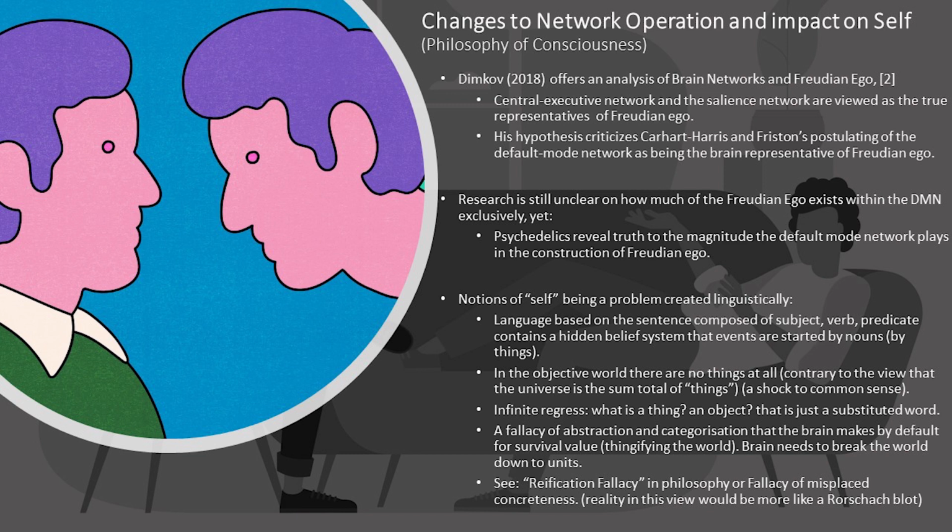So this leads to an infinite regress. What is a thing? You say an object, but that's just a substituted word. And so this becomes a fallacy of abstraction and categorization that the brain makes by default for survival value, thingifying the world, as it were. So the brain needs to break down the world into units to actually understand it. But it may very well be that we mistake those bits of information for a self and for a real reality. So in philosophy, this is called the reification fallacy. And in this view, reality and self are more like a Rorschach blot, rather than a material substance or self that persists and always does, determinately.